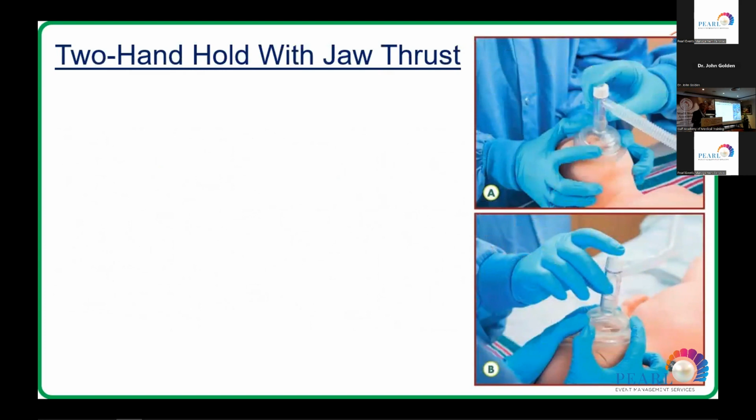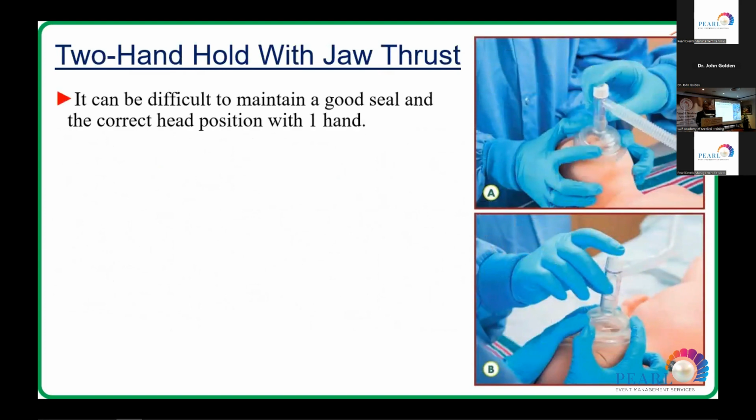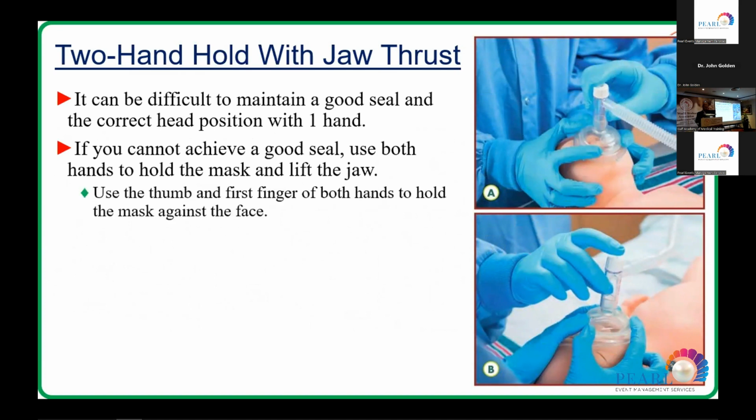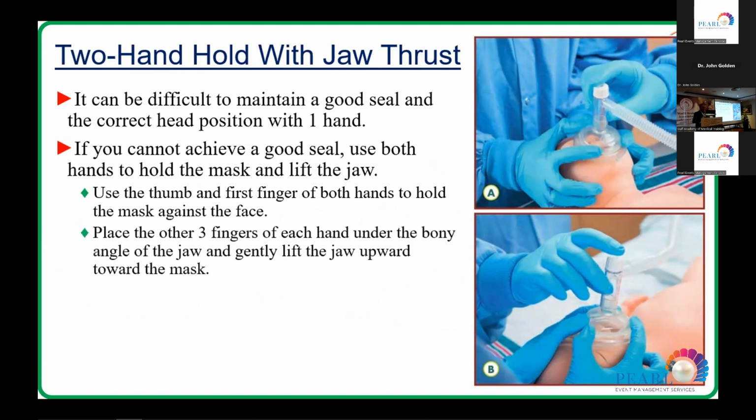Two hand hold with the jaw thrust. It can be difficult to maintain a good seal and the correct head position with one hand. If you cannot achieve a good seal, use both hands to hold the mask and lift the jaw. Use the thumb and first finger of both hands to hold the mask against the face. Place the other three fingers of each hand under the bony angle of the jaw and gently lift the jaw upward toward the mask.